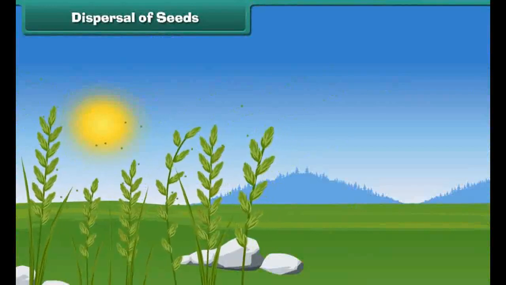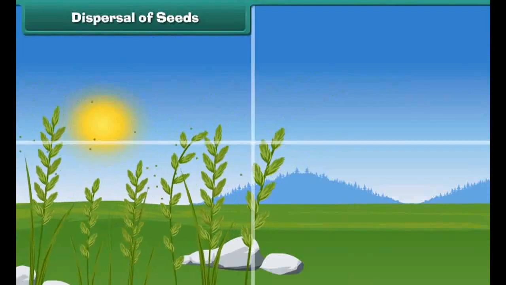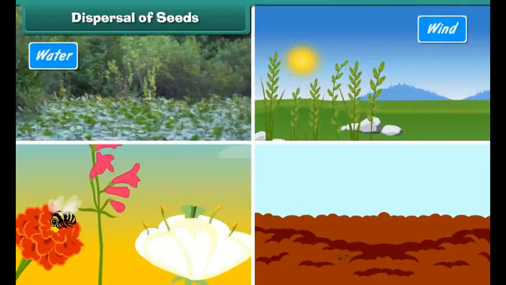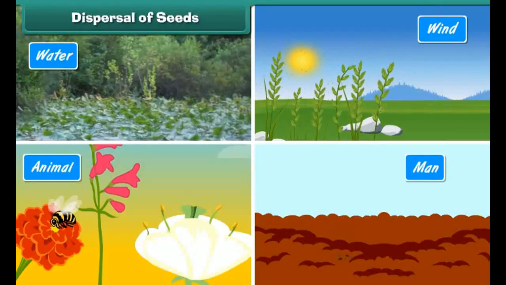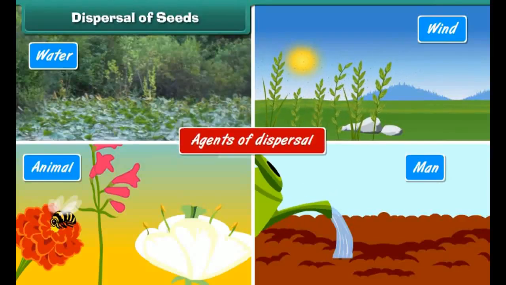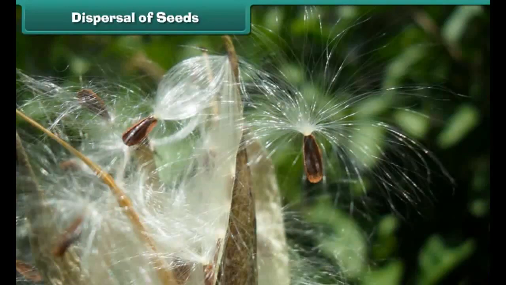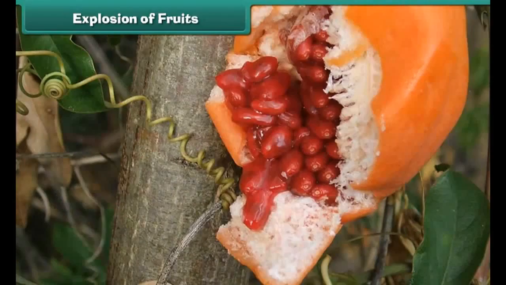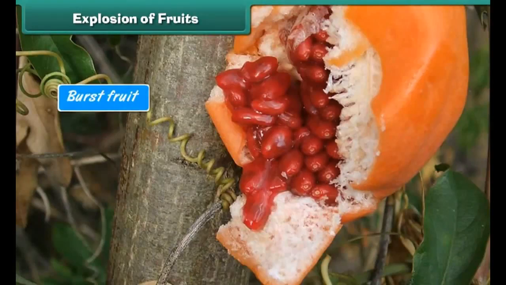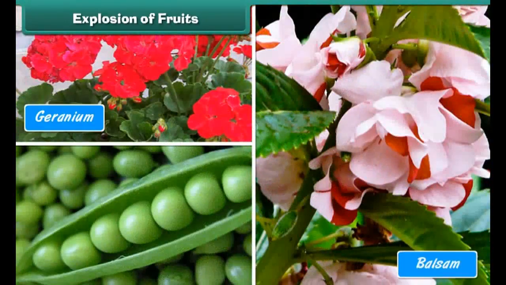Nature has arranged some methods of seed dispersal in many ways, like by water, wind, animals, and even man is useful in dispersing seeds. These are known as agents of dispersal. Wind. Seeds which are light in weight and have wings or feathers, example, cotton, dandelion, maple. Explosion of fruits. Some fruits, when ripe or dry, burst open and their seeds are thrown away. This process is known as explosion of fruits. Example, geranium, balsam, pea.